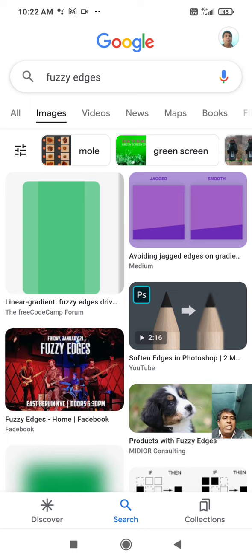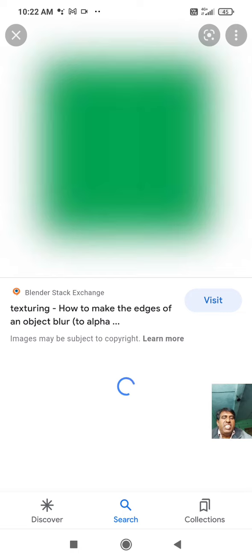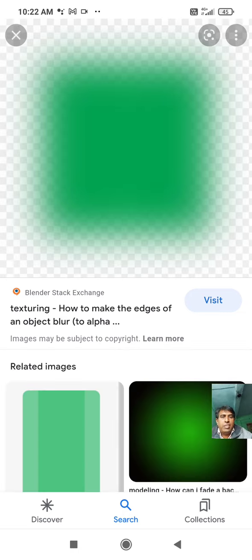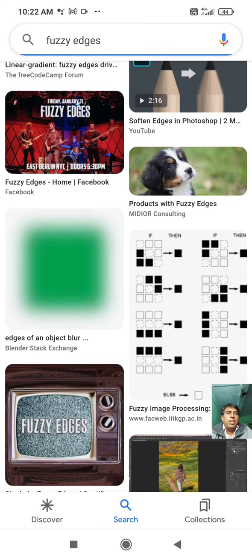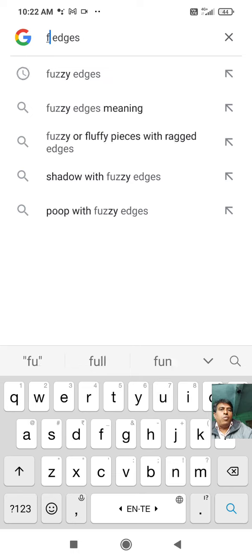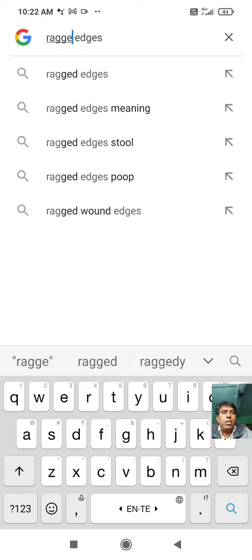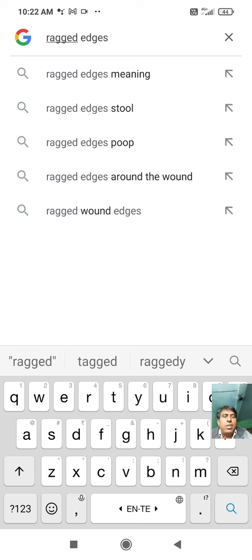Fuzzy. This is known as fuzzy. You understand this? Fuzzy means not clear. So this is fuzzy edges. That is the meaning of fuzzy. So fuzzy appearance means, so that is the one. Ragged edges.